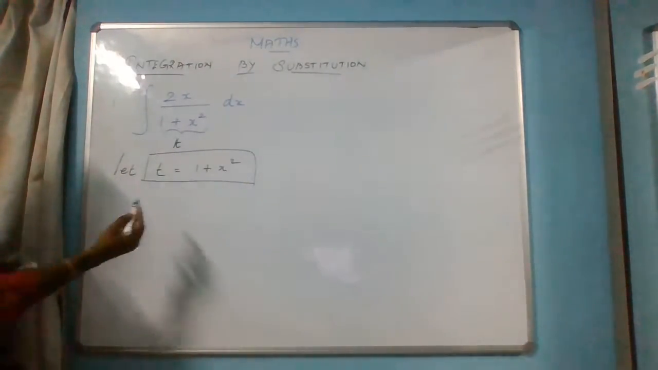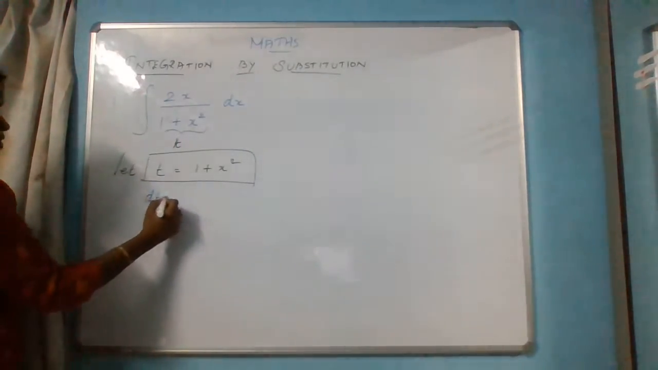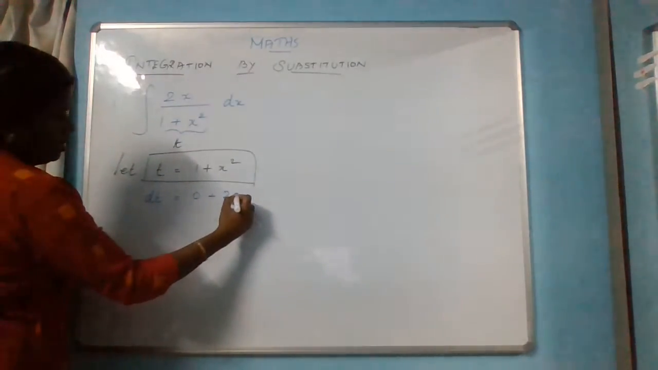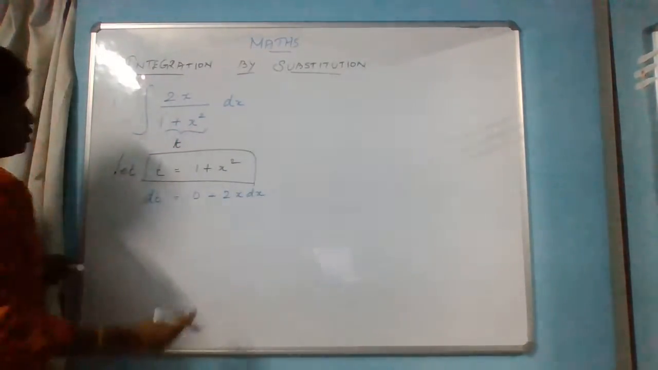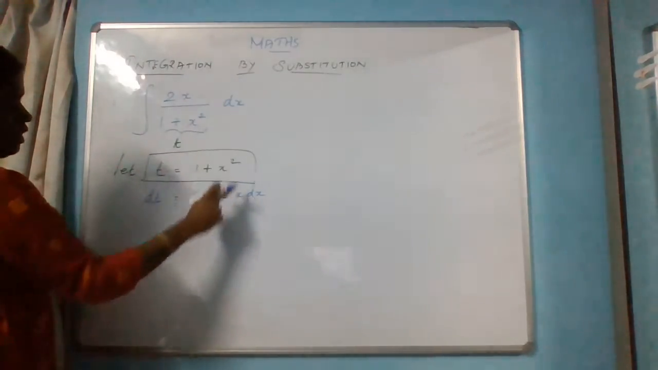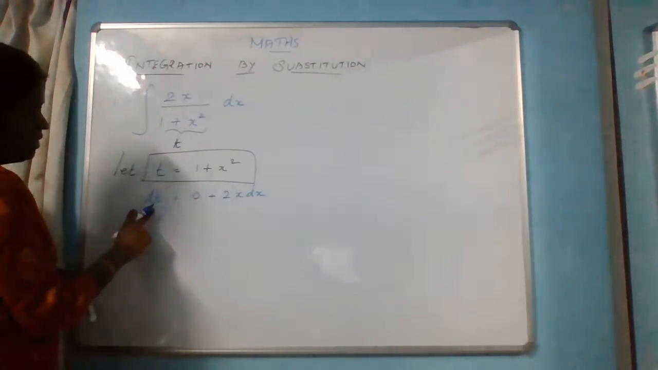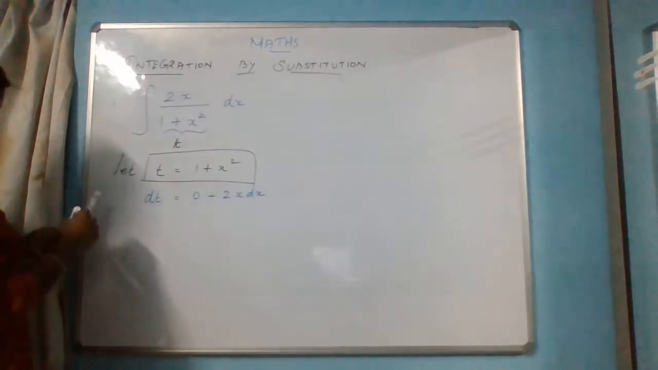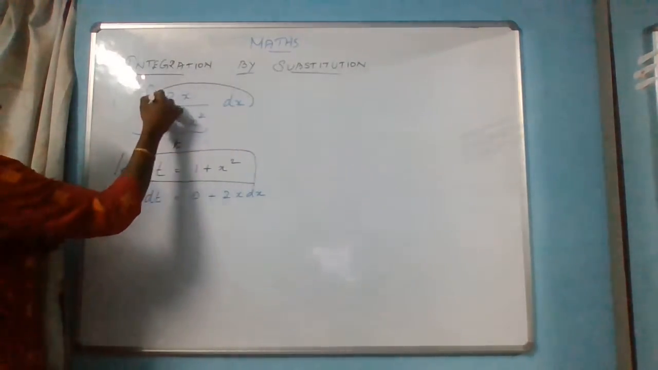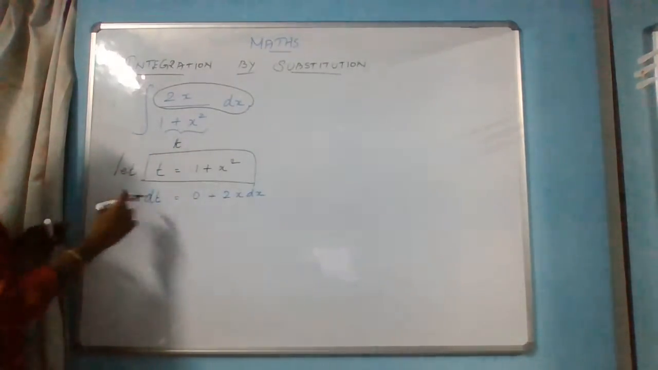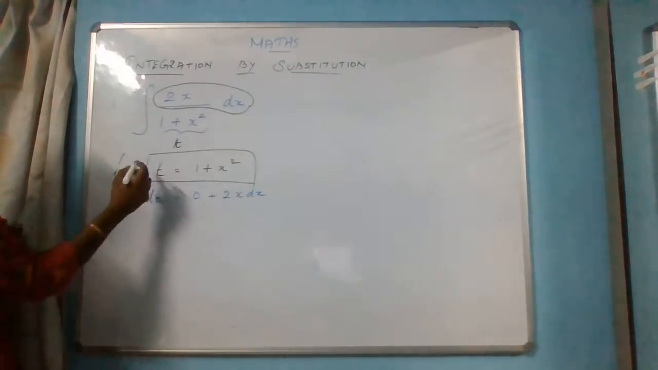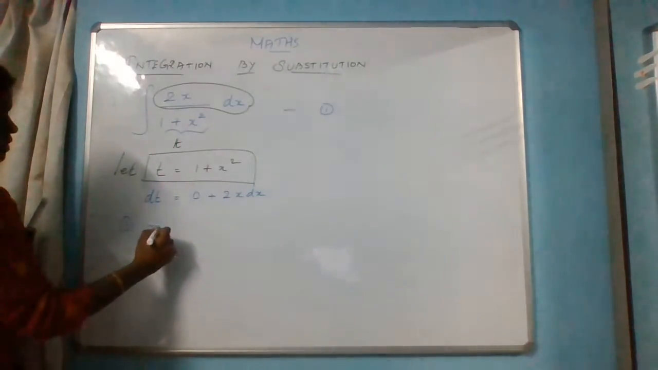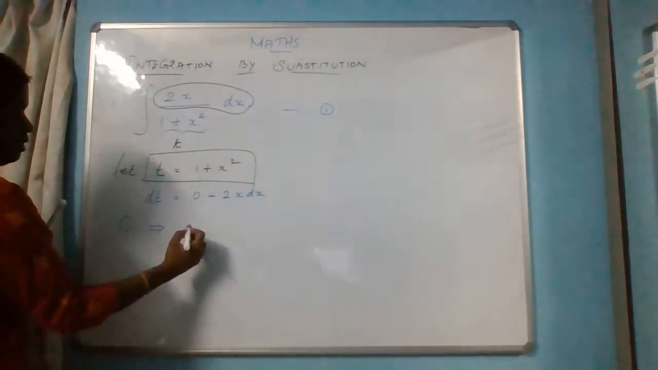Now when you differentiate this t, dt is equal to, differentiation of 1 is 0, and this becomes 2x dx. So you can see that this 2x dx is there in the numerator, and what is that actually? It is nothing but dt. So 2x dx is dt. So I can replace this 2x dx with dt. So this integral, let me call it 1, becomes, so what is 2x dx? It is nothing but dt.